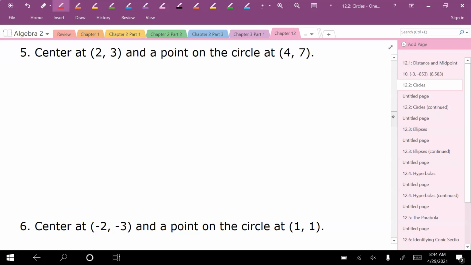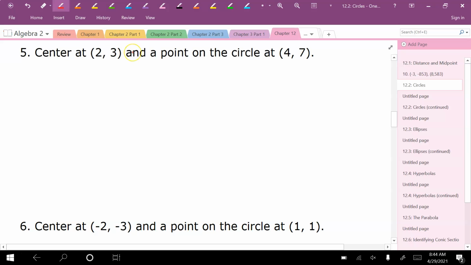So for this, what we need to do is figure out how far apart the center is and the point on the circle, because the point on the circle would be on the edge of the circle. So remember I said the distance from the center to the edge is your radius. So we just need to figure out how long that is.